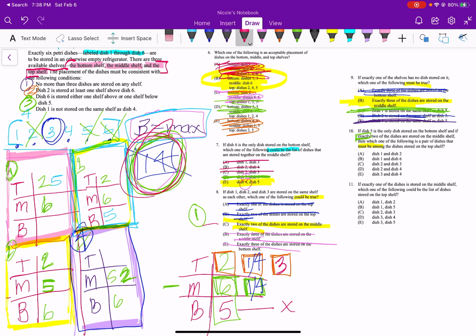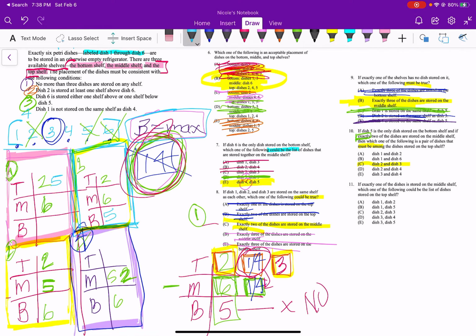So this is saying what must be among the dishes on the top shelf. Does 1 or 4 have to be on the top shelf? No, because these are going back and forth. So it could be, but it must not be. So I'm guessing our answer, without even looking at the answer choices, is going to be 2 and 3. Let's see if that's an option. Yep, it's C.